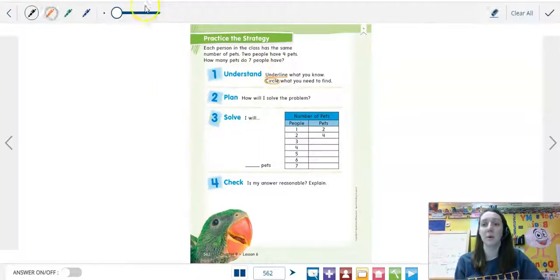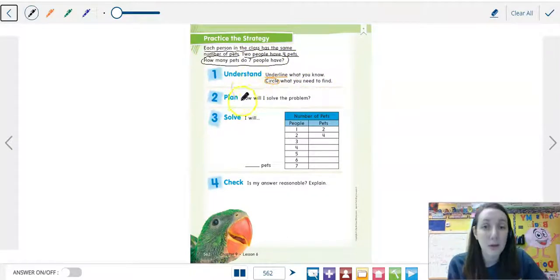This is an interesting one. Again, remember that the first step is to underline what we know and circle what we're trying to find. We know that each person in the class has the same number of pets. 2 people have 4 pets. How many pets do 7 people have? That's what we're trying to figure out. What's tricky is they said every person in the class has the same number, so we know it's going to add up by the same amount.